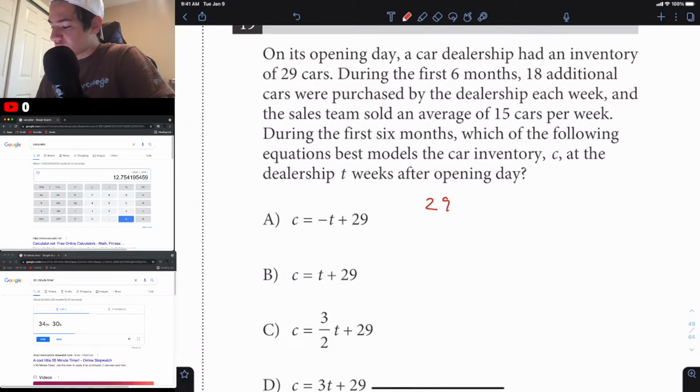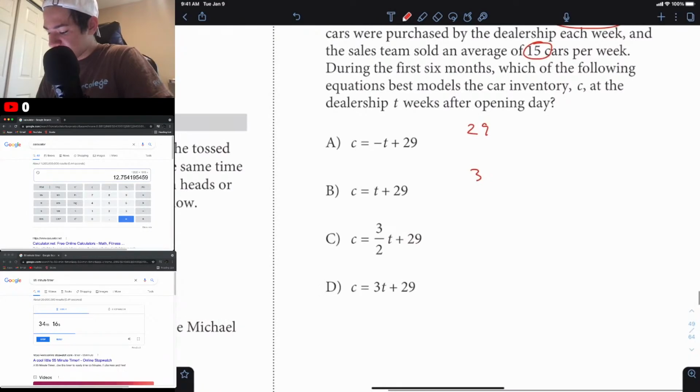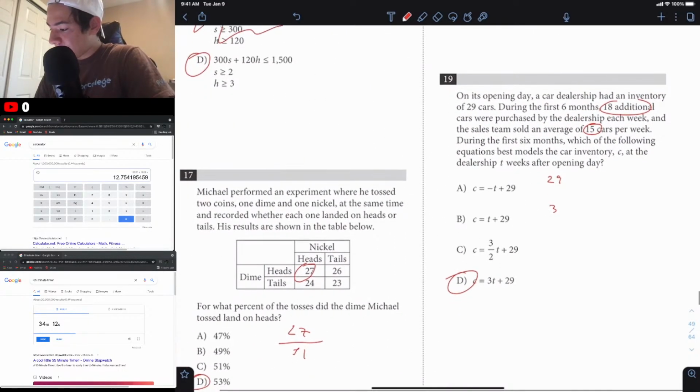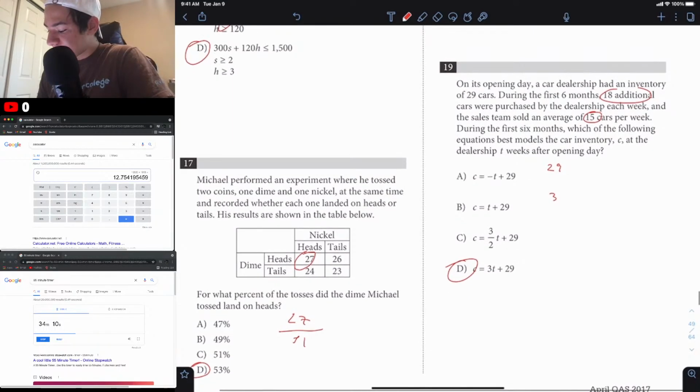So we start with 29 cars. 18 additional cars were purchased. So we're getting 18, but also losing 15 every week. So that's going to be 3, right? 3t, which makes sense. I like that. C equals 3t plus 29. Yep. That looks good to me.